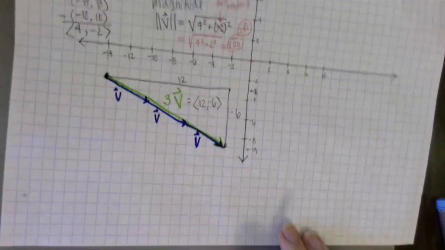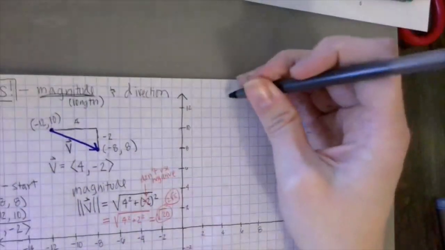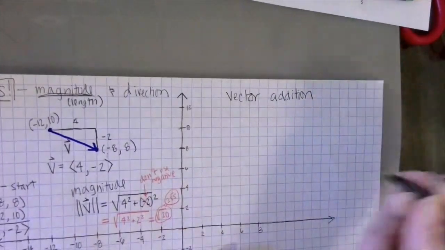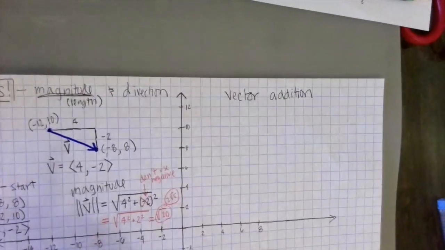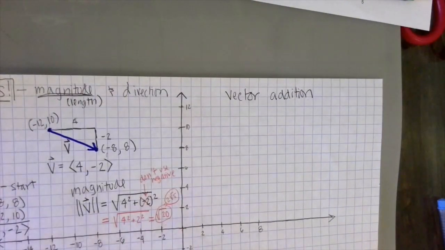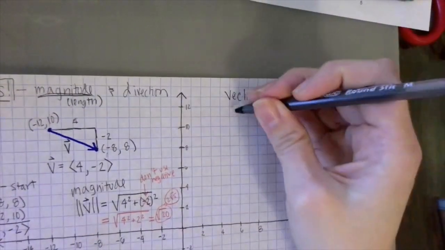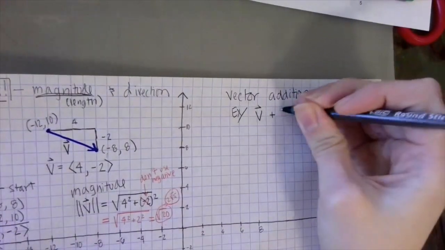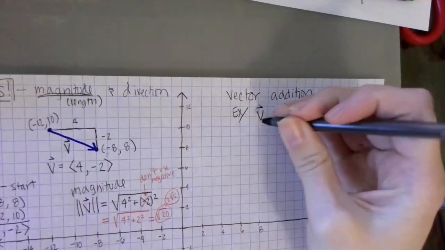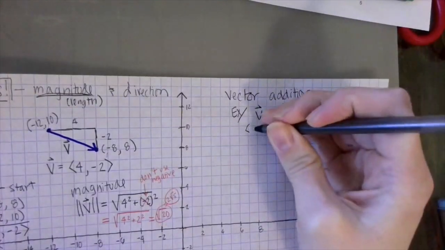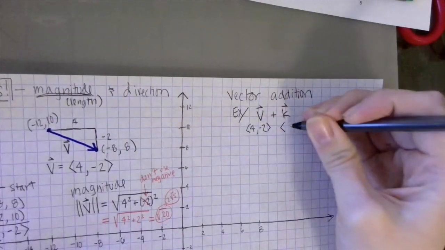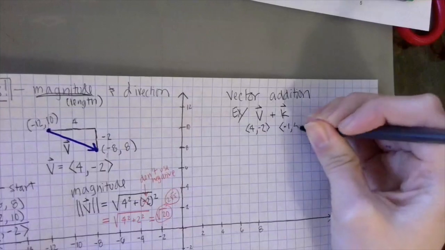All right. Next example, we're going to talk about vector addition. We can add 2 vectors. For example, I would like to add vector v to vector k. You should remember from the previous examples that vector v, I'm using the same vectors here, was 4, -2. And we just used vector k in our example problem, and that was -1, 5.